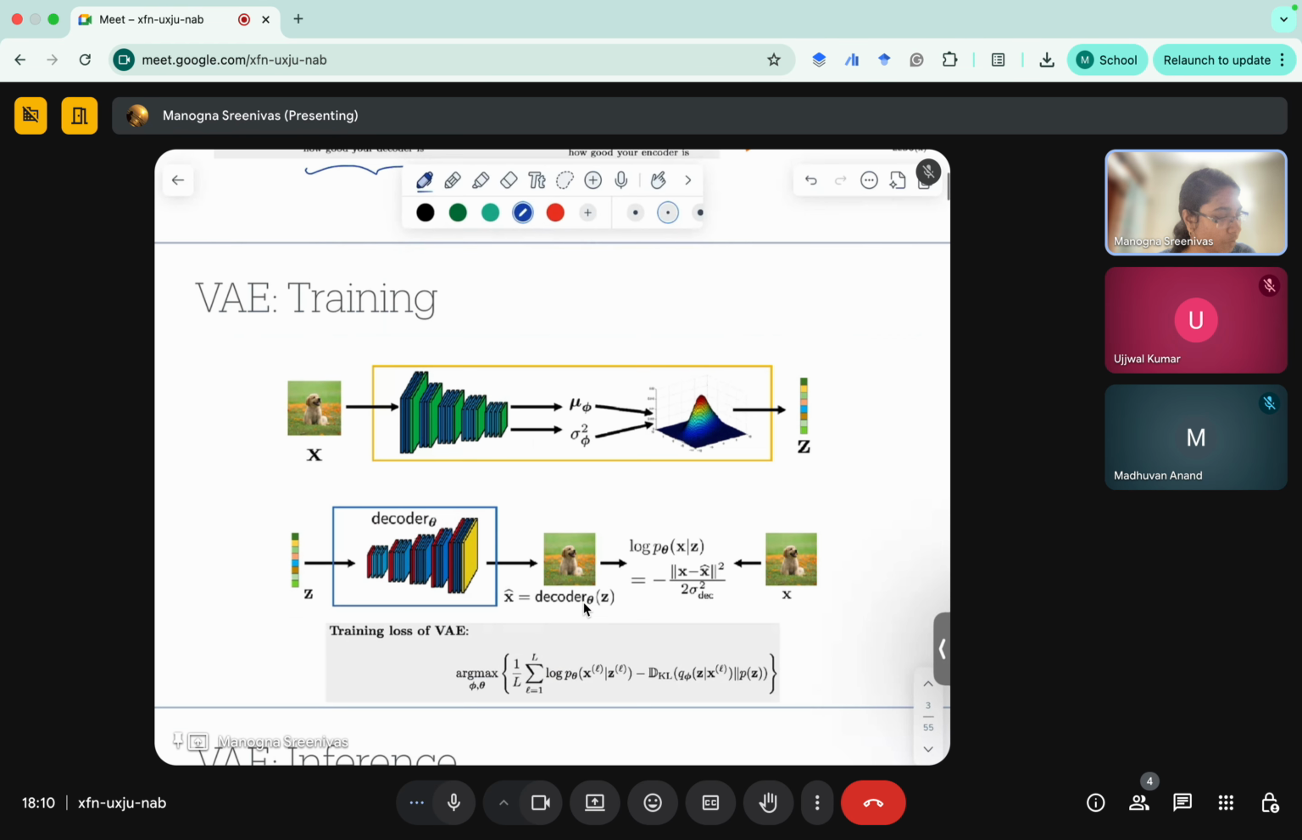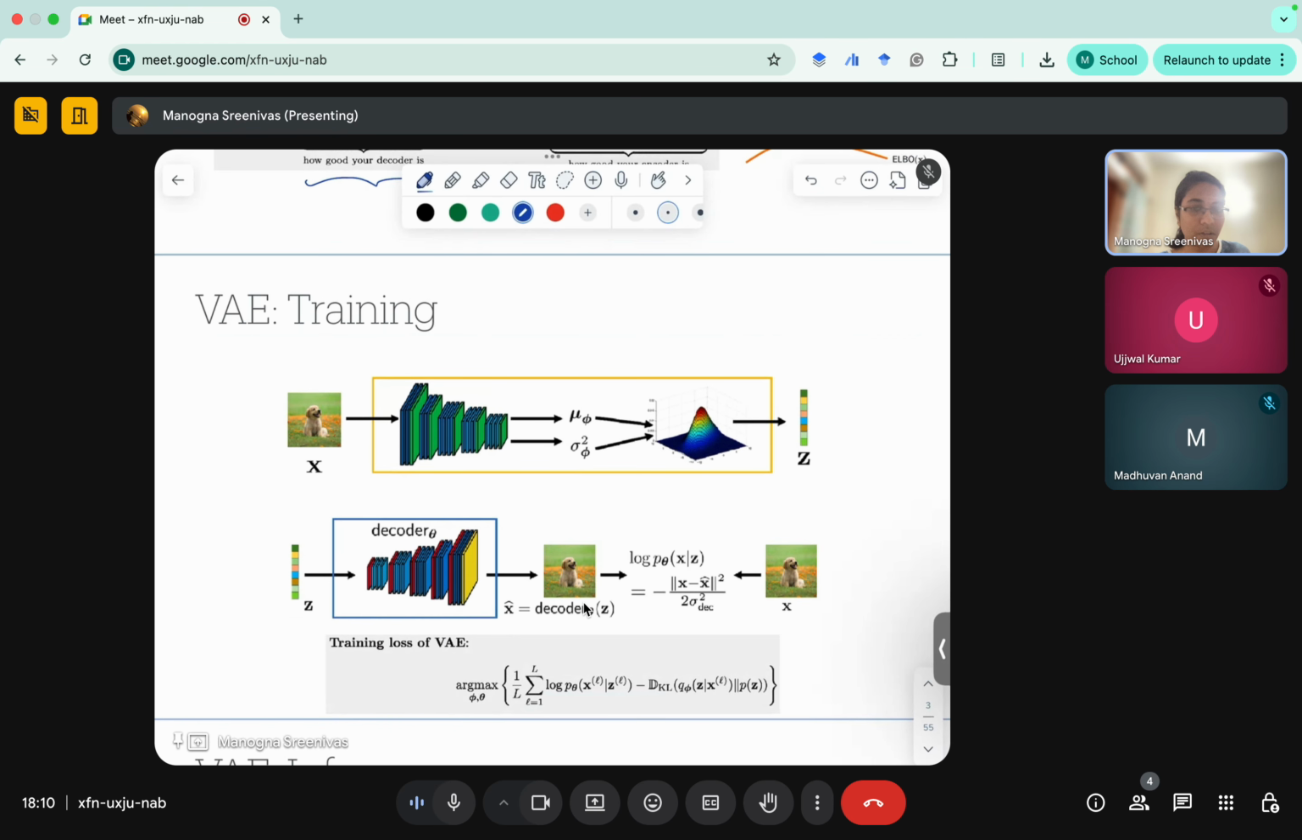So while training we have an input image, we encode it through the encoder, which gives the mean and variance of the latents. From this we sample the latent z, pass it through the decoder, and we get the image. Then this is the reconstruction objective, and this is the prior matching term. This learns the encoder and this learns the decoder, and you train the VAE.